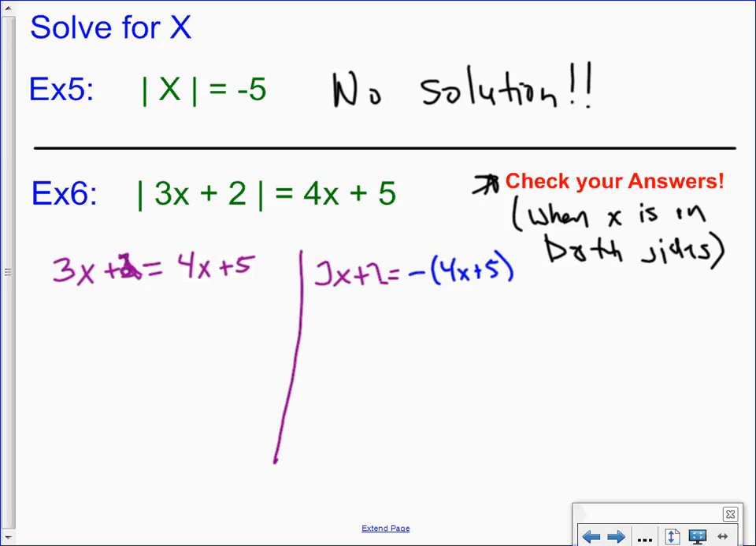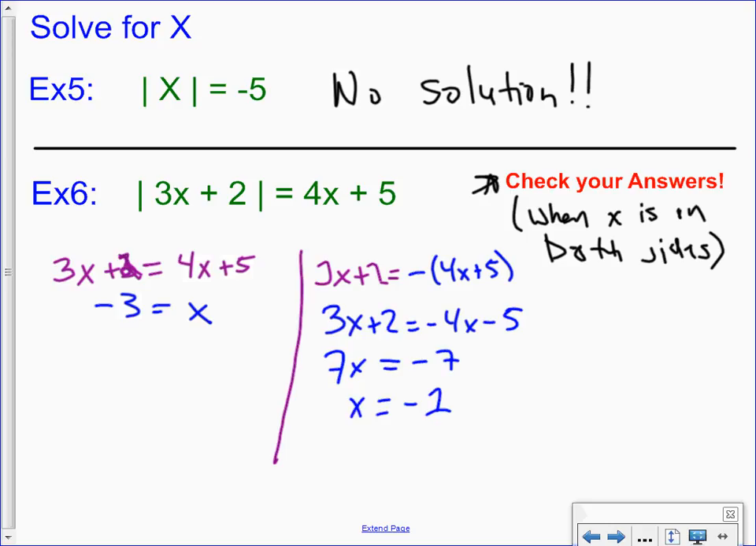Solve it just like normal. Subtract the 3, you get x on this side. Subtract the 5, you get negative 3 on that side. Over here, you do have to distribute that negative, so 3x plus 2 is equal to negative 4x minus 5. The negative 4x is the smaller variable, so add that to the other side. So you have 7x is equal to negative 7, so x is equal to negative 1.